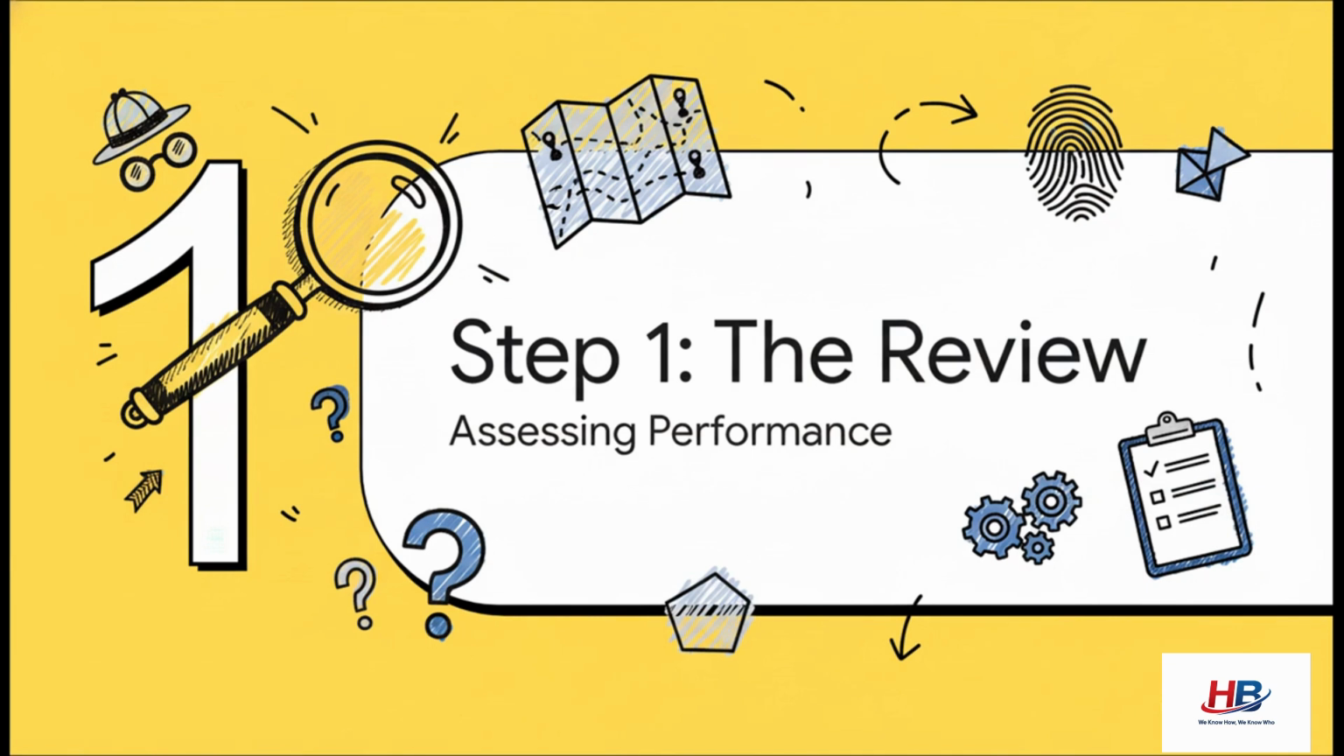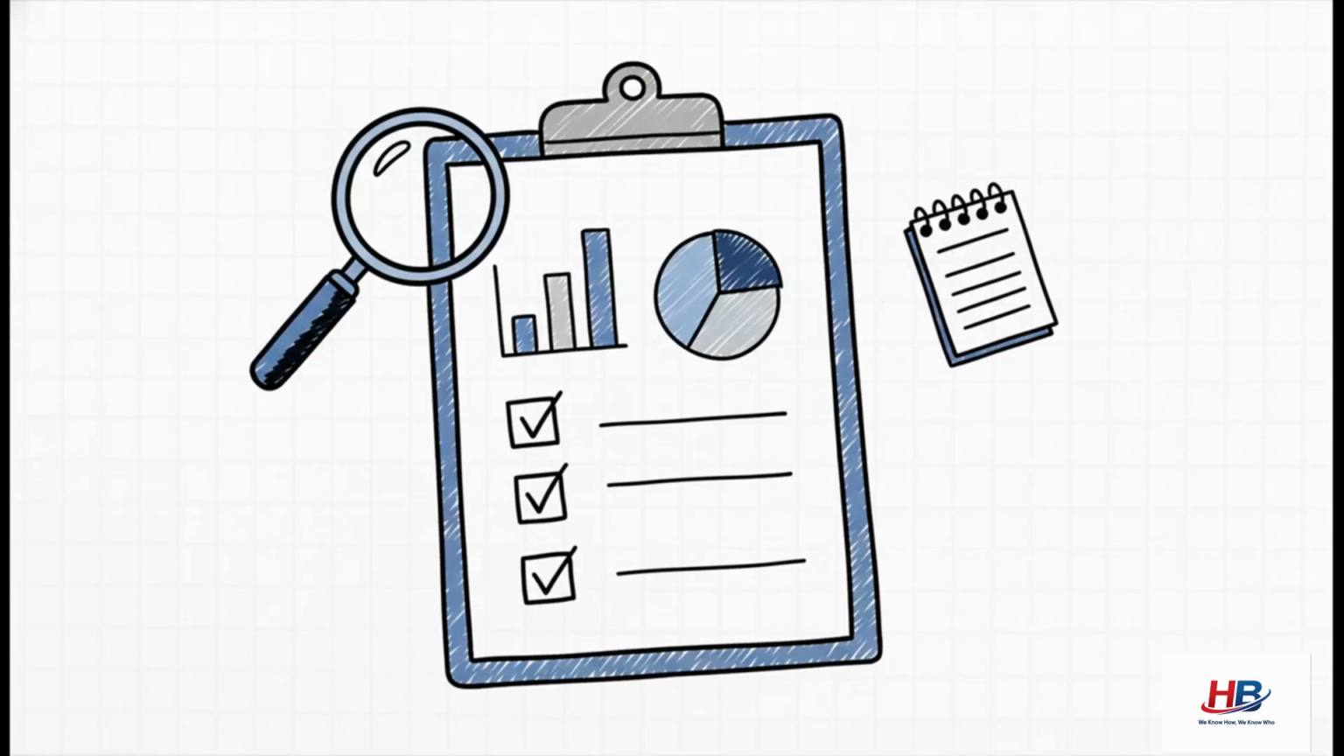Okay, first up is the review. And I want you to think of yourself as a detective at this stage. Seriously, your only job right now is to gather the clues, just the raw facts of the case. So the key word here is objective. A performance review, when you do it right, is not about your opinions or how you feel about things. Nope. It's all about collecting the cold, hard data about what is actually happening. We are not making any judgments at all yet. We're just observing and writing it all down.